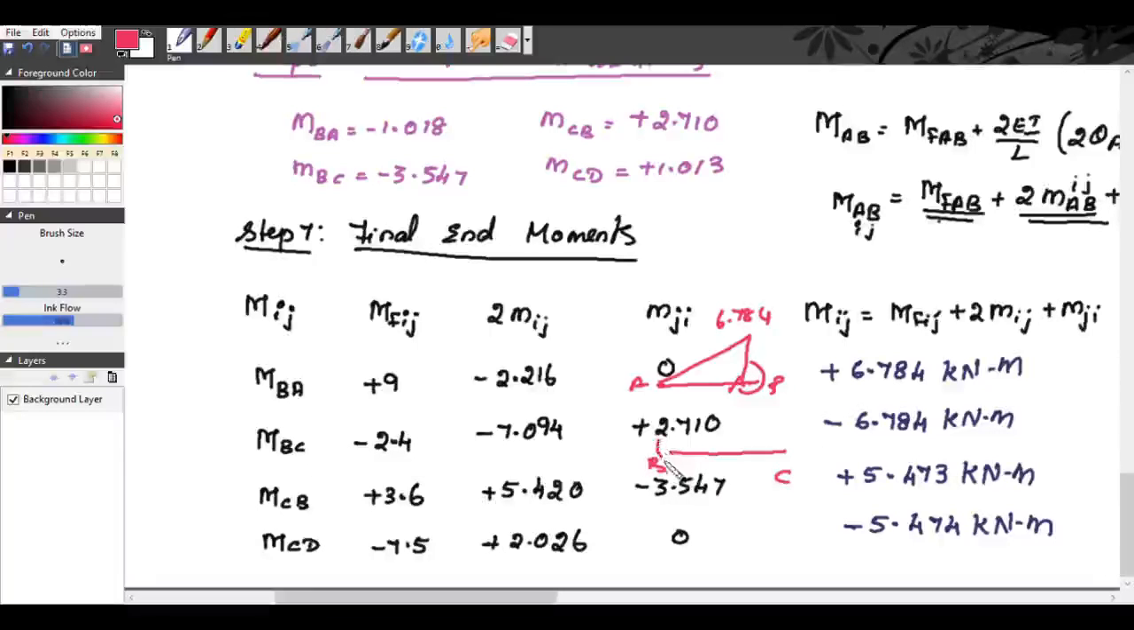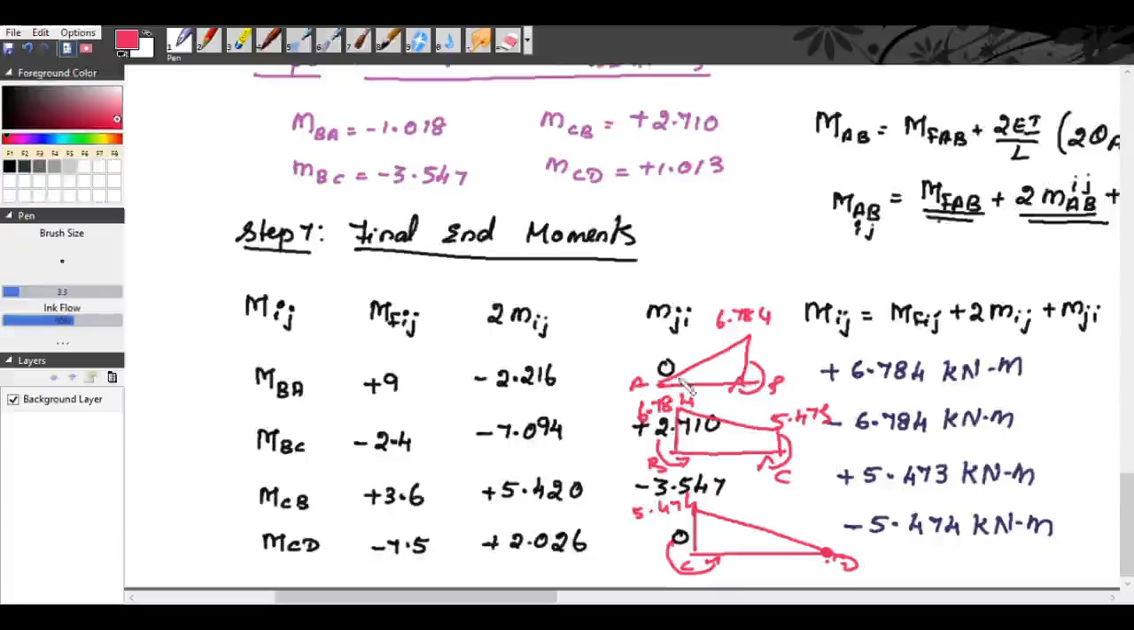It is minus 6, anti-clockwise. So for the span AB it is plus 5. When you are considering the span, both are upward. AB, so for A it is 0. For B it is plus, acting upwards, 5.473, 6.784. When you are considering the span BC, for CD it is minus 6, anti-clockwise, upwards, anti-clockwise 5.474. CB it is plus 5, clockwise. D it is 0, both are upward. Okay, so this is how.